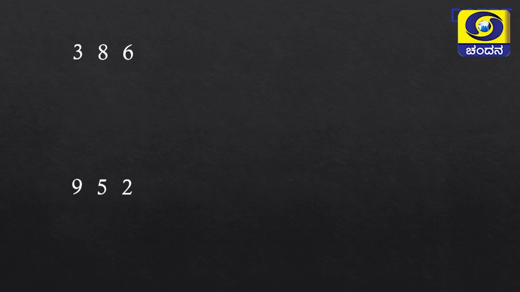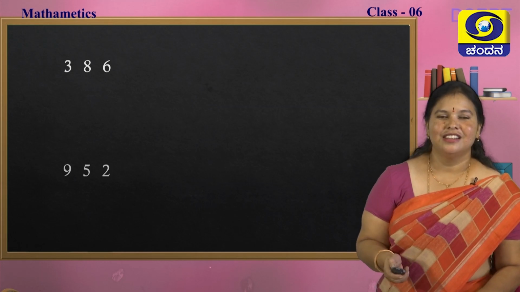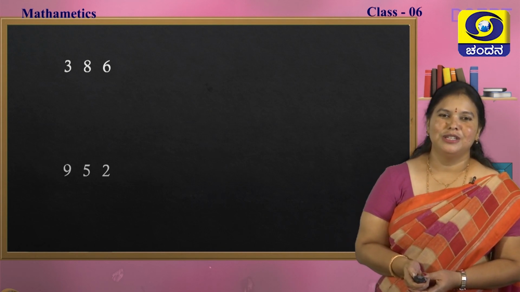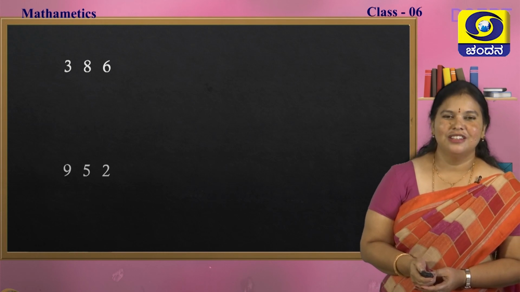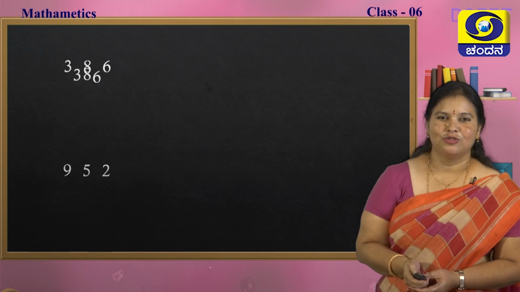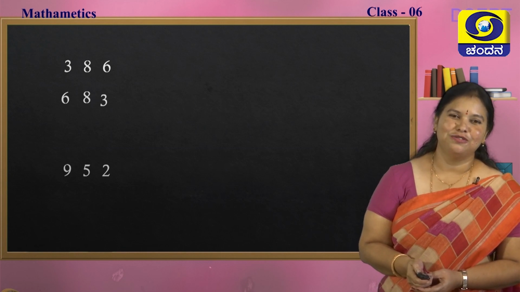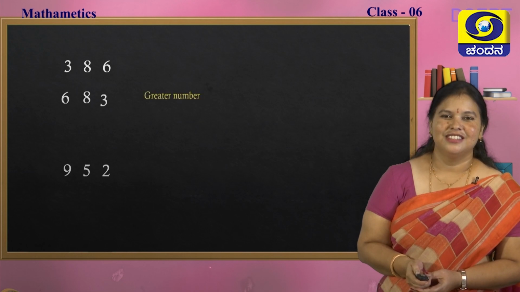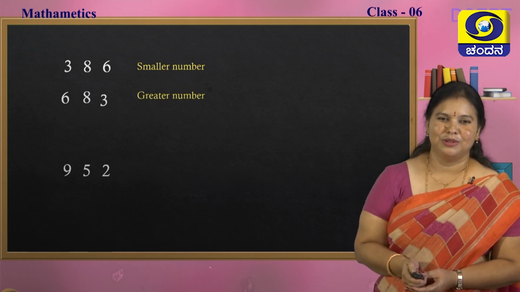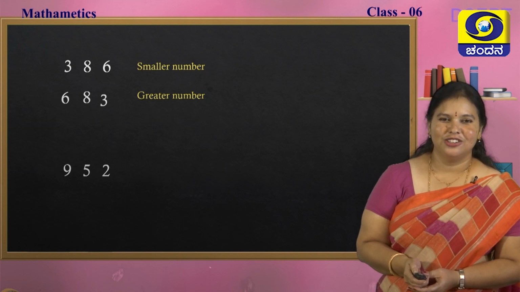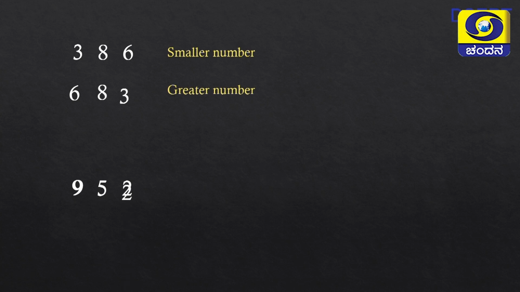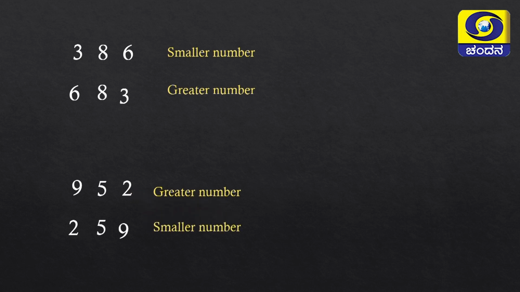We will take up some more examples like this, that is 3, 8, 6 we have, means 386. This is the former number and we will interchange 3 and 6. What will happen? See, it is 683. Which one is greater than the former number? Yes, here 386 is the smaller number and 683 is the greater number. In 952, here also we are shifting the digits. That means we got a new number 259, which is a smaller number. I hope you had fun.